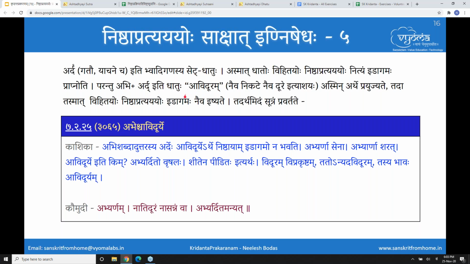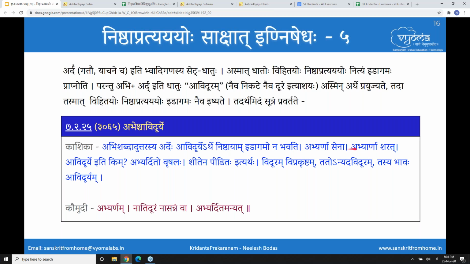We have studied this word, if you remember, long back in the Shaktva Prakaranam, in class number 34. I have discussed this word. So aviduram means naiva nikate naiva dure, not too far, not too close. Kaumudi also says na ati duram na asannam, not too far and not too close. So basically aviduram asmin arthe abhi plus arda ityasya vishaye idagamaha nishidyate. So abhyarana sena, the army is neither too far nor too close. Abhyarana sharat, the sharad rutu is neither too far nor too close.